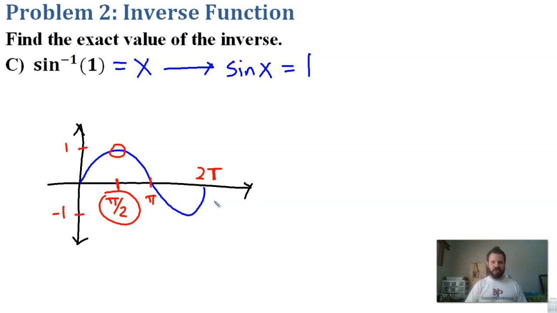And I suppose as far as restrictions go, we said that the sine inverse was restricted between negative pi over 2 and pi over 2. So I'm just looking at this chunk of the graph. Again, pi over 2 is going to be what gets it done here. So we can say sine inverse of 1 is equal to pi over 2.